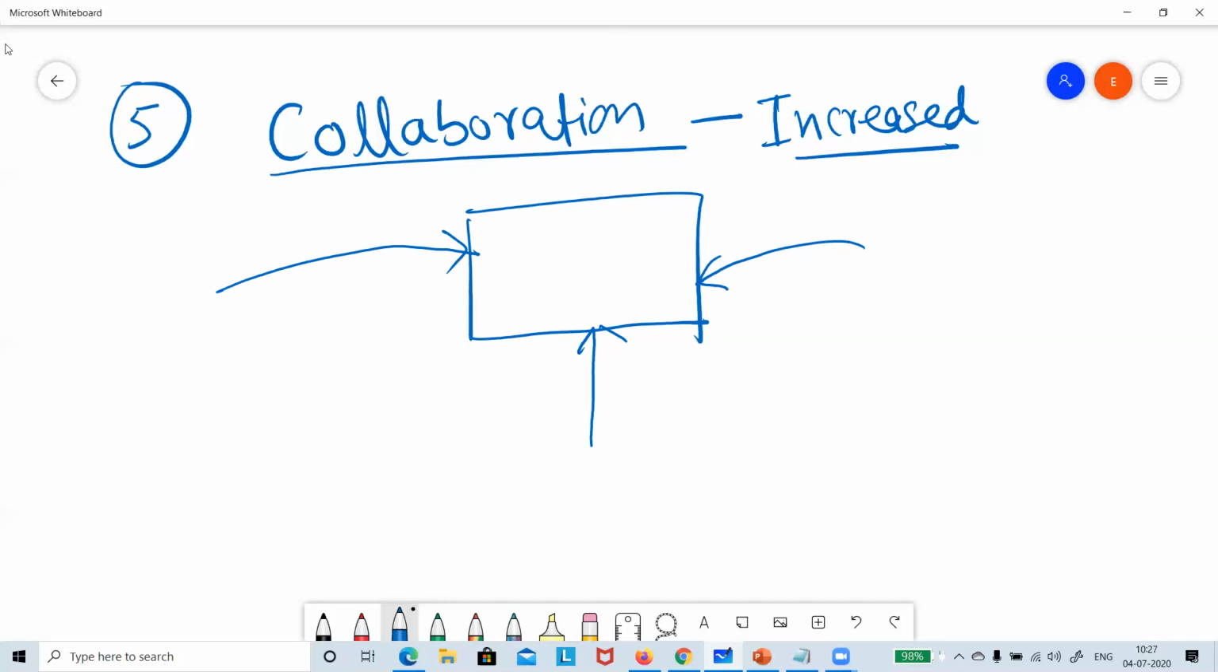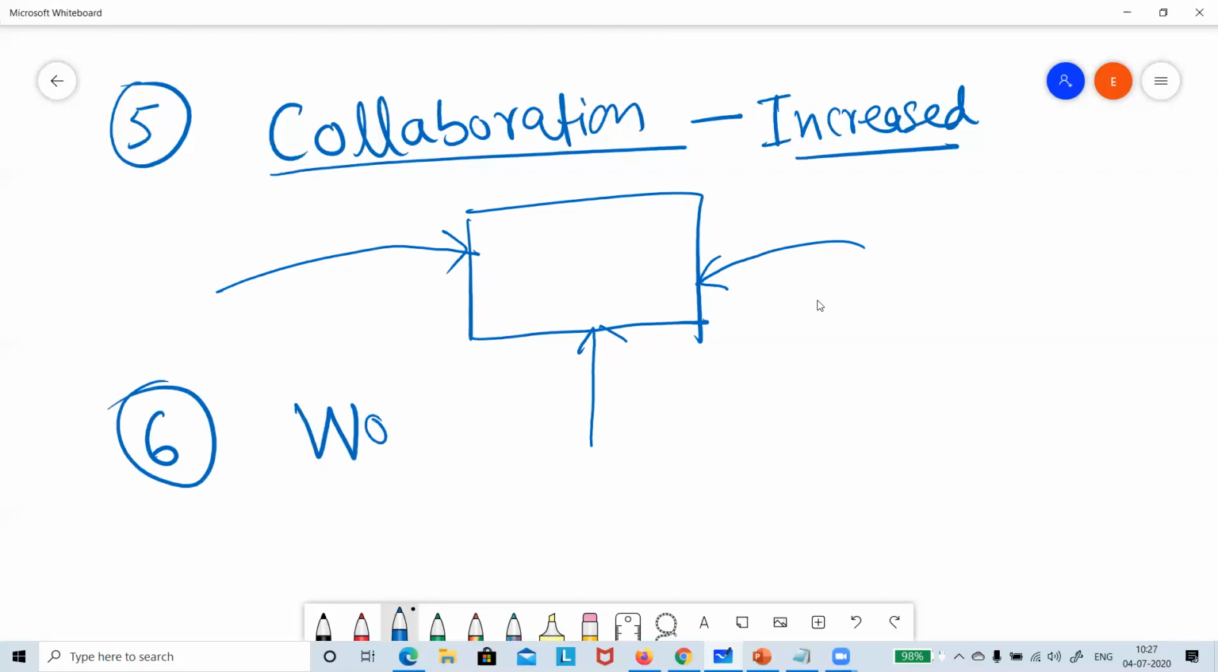And of course, you see this Microsoft Whiteboard I'm using, so again, collaborating with you all. This is in the cloud. Okay, I'll move to the next point.